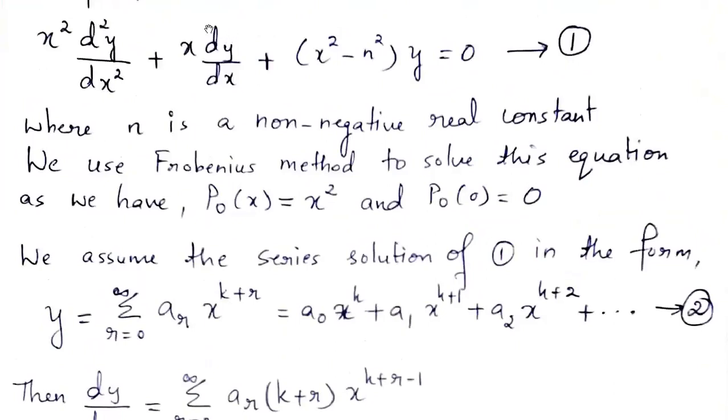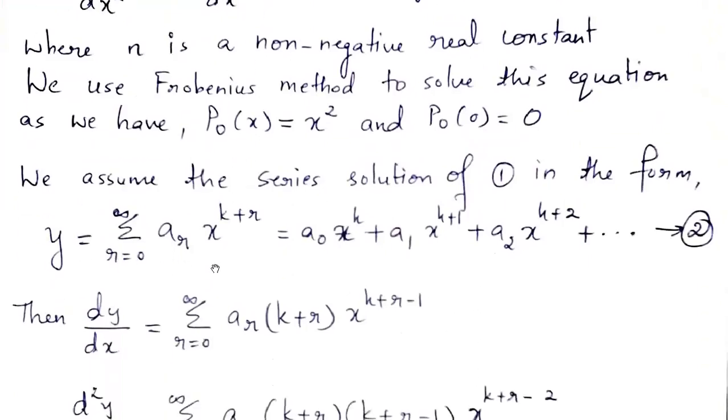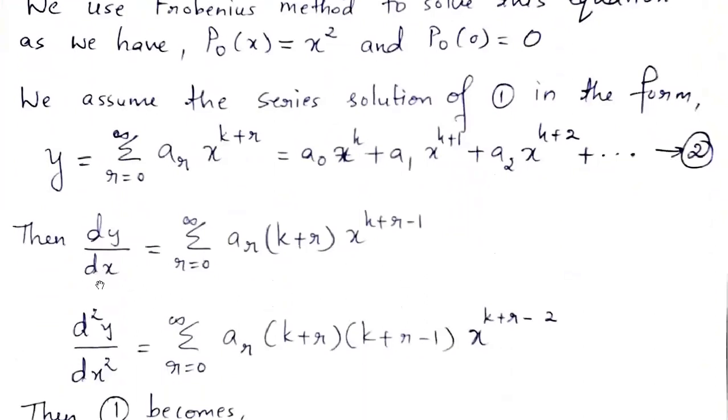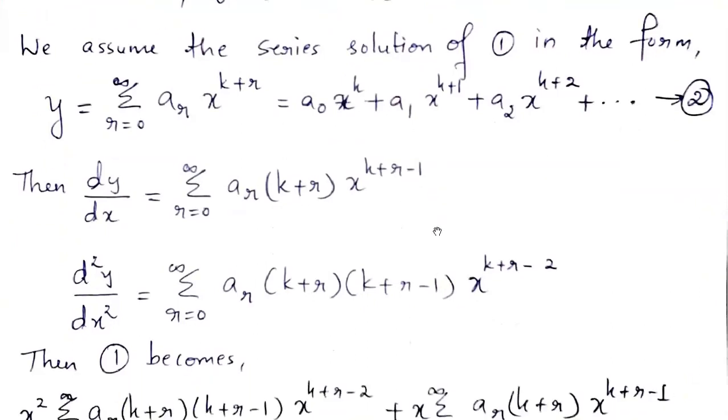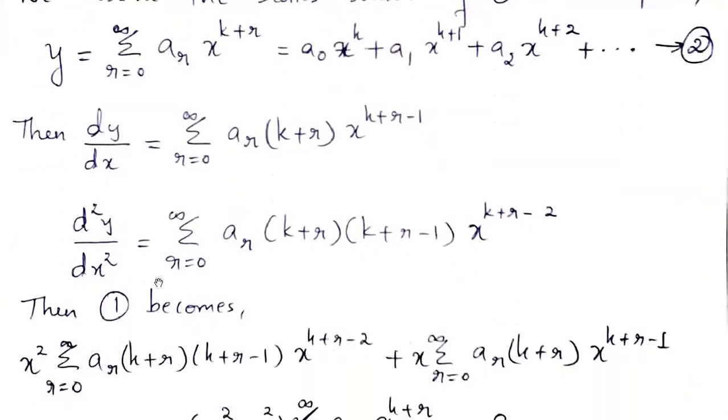Now here further what we will need is we should know the values of dy by dx and d square y by dx square. So using this value of y, we calculate the values of dy by dx and d square y by dx square. So if you differentiate this with respect to x, we get summation r from 0 to infinity ar. Differentiation of x power k plus r is k plus r into x power k plus r minus 1, and d square y by dx square will be summation r from 0 to infinity ar. K plus r is a constant, x power k plus r minus 1 differentiation is k plus r minus 1 into x power k plus r minus 2.